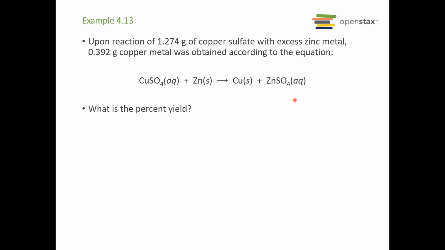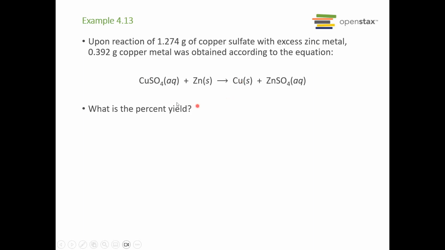But at the end of the reaction, we actually obtain 0.392 grams of copper. We want to figure out what the percent yield is. So this is going to be where we have to use that percent yield equation. But before that, we've got to think about what the theoretical yield is. So we've actually got to figure out if we started with 1.274 grams of this reactant, how much of the product could we wind up with?